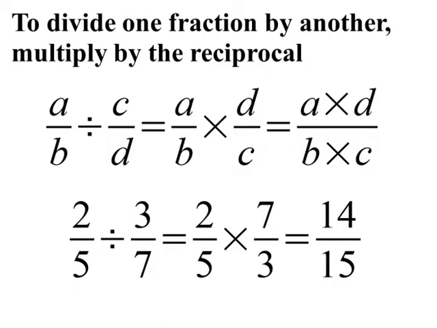To divide one fraction by another, you multiply by the reciprocal. Put another way, if the divisor is in fraction form, you flip it over, then multiply. For example, if you had to divide 2/5 by 3/7, you would change the problem into 2/5 times 7/3. Then you just multiply 2 times 7 and get 14, 5 times 3 and get 15. And your answer is 14 over 15.